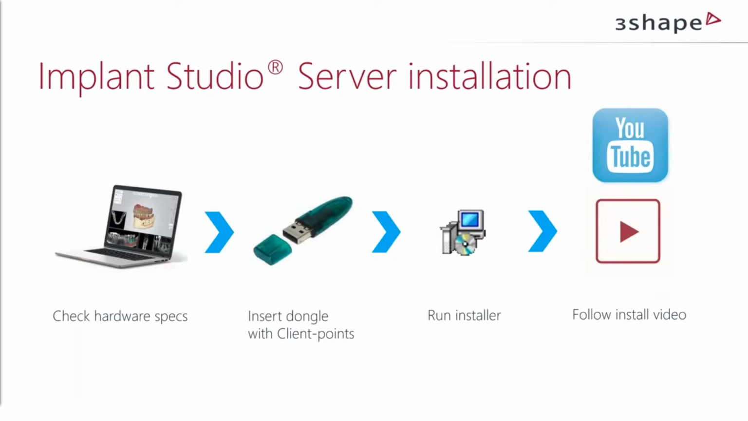Then we run the installer, and it's also very important to make sure that the version of Implant Studio you're using on both computers, the server and the client PC, is the same. So the version of the software should be the same. We simply run the installer by choosing full installation. This is how we install a server.